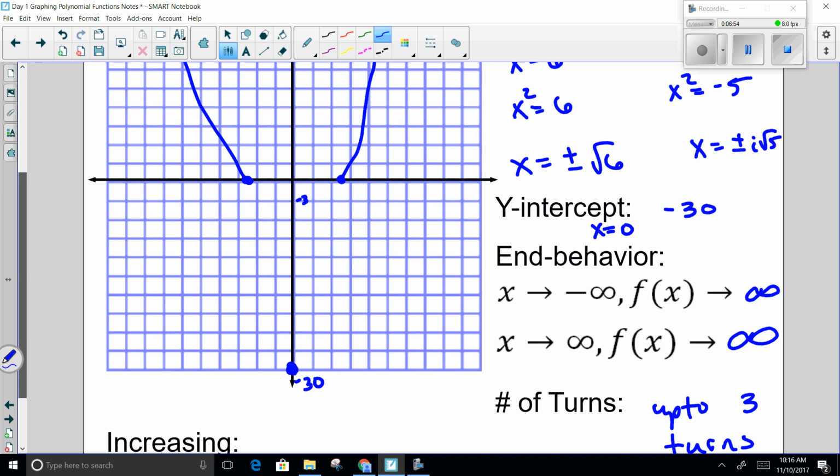Okay? Now what happens in the middle? I'm not exactly sure what happens in the middle. We are looking for a quick sketch. We could have up to 3 turns. We don't have to have 3 turns. Okay? What we do know is that our graph is going to come down here and hit negative 30.